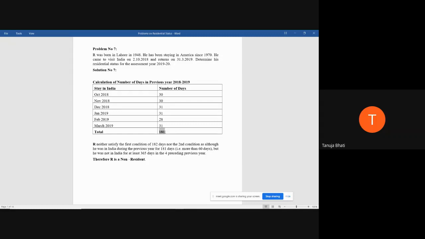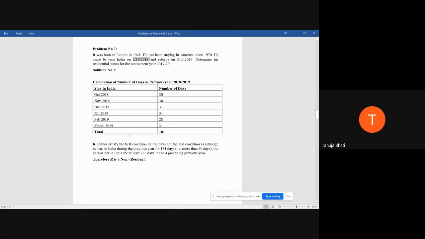That his stay in India should be 182 days or more. Is he satisfying that? No. What is the second basic condition? His second basic condition is that his stay in India should be 365 days or more in the 4 preceding previous years. Now, he's coming to India itself in 2018. So before 2018-19, that is 17-18, 16-17, 15-16, 14-15, he's never been in India. Obviously, then he's not satisfying the second basic condition.